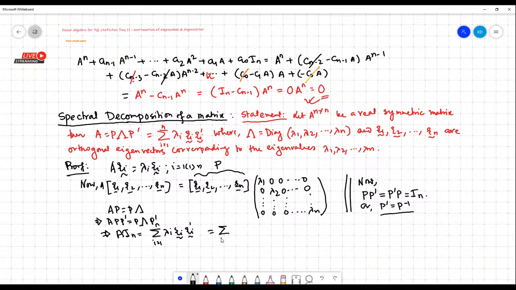So this implies A equals the sum over i from 1 to n of λ_i E_i, where E_i equals ξ_i ξ_i'. Now we see that E_i is an idempotent matrix.